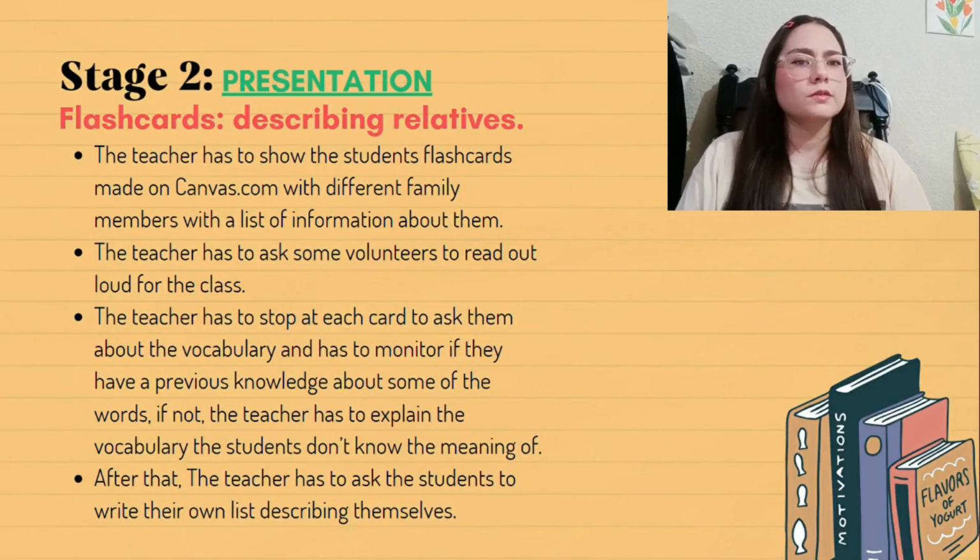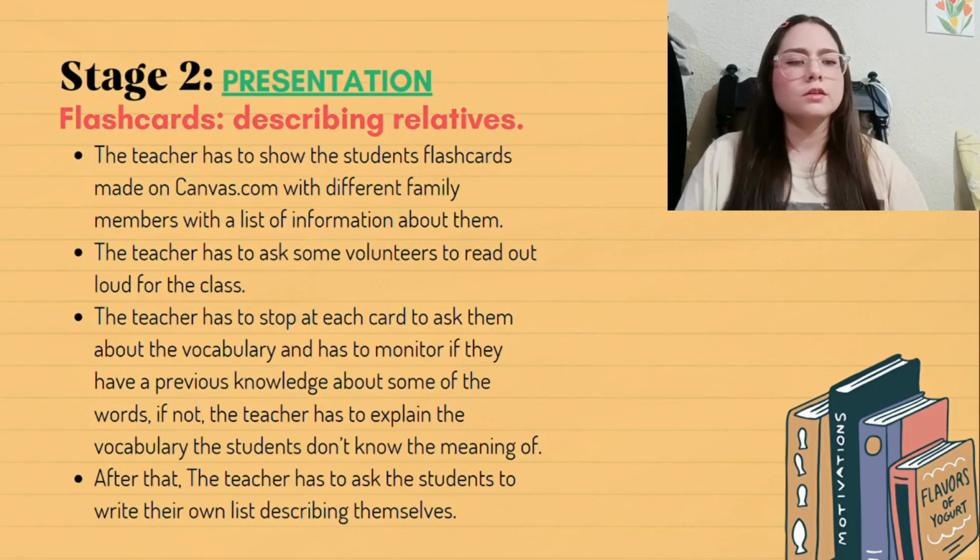Stage 2, presentation. Flashcards describing relatives. The teacher has to show the students flashcards made on canvas.com with different family members with a list of information about them. The teacher has to ask some volunteers to read out loud for the class. The teacher has to stop at each card to ask them about the vocabulary and has to monitor if they have previous knowledge about some of the words. If not, the teacher has to explain the vocabulary the students don't know the meaning of.